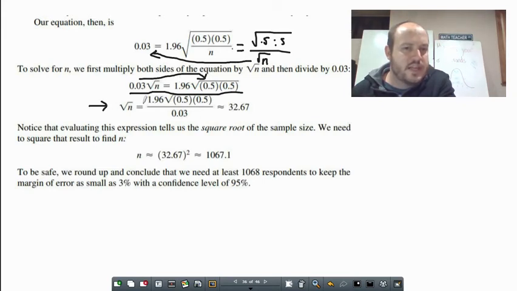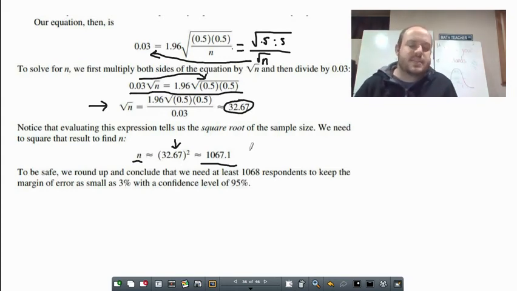So they have our top divided by the 0.03, and it gives us 32.67. Now the only issue is the square root of n is equal to 32.67. So for the last step, they just go ahead and square that number. When you square both sides of the equation, it will give us just n over here and a final answer of 1067. Now, it says here to be safe, you round up.